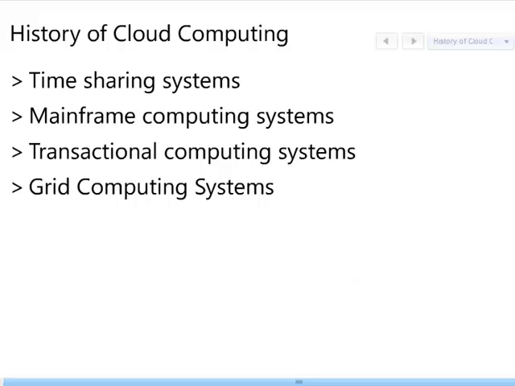The next one is grid computing systems. The term grid computing originated somewhere in the 1990s and referred to making computers accessible in a manner similar to the power grid. This sounds a lot like cloud computing, but there is a little difference.